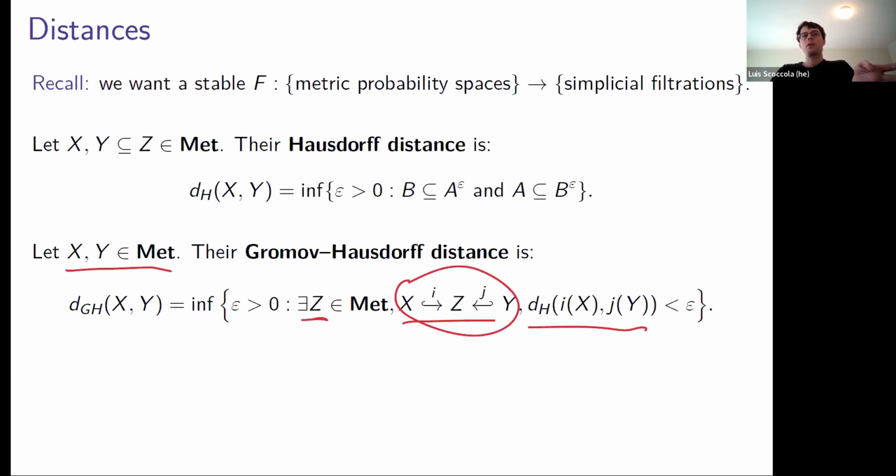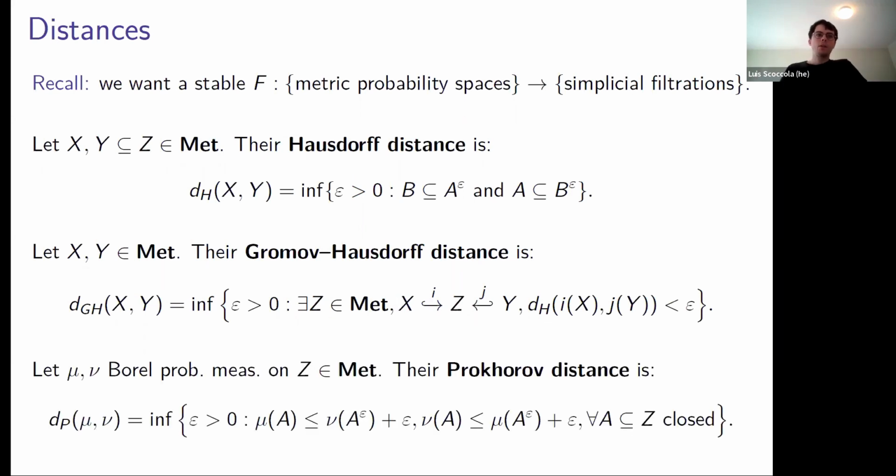But again, this is not a great distance in terms of density structure, because it's forgetting about any measure or any density structure that X and Y may have. So in order to have a distance for metric probability spaces, what we're going to do is replace the Hausdorff distance by the Prokhorov distance. The Prokhorov distance is similar in the sense that it allows you to take the distance between two measures on a fixed and common metric space. So you have two measures on Z, and you can take the distance between them, and it's something like the Hausdorff distance. For every closed set of your metric space, you want the measure according to one to be bounded above by the measure according to the other one of a thickened closed set.